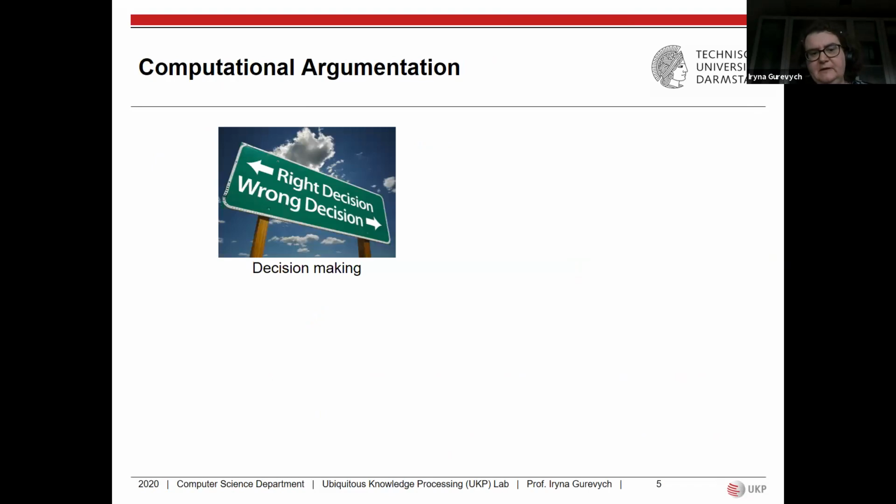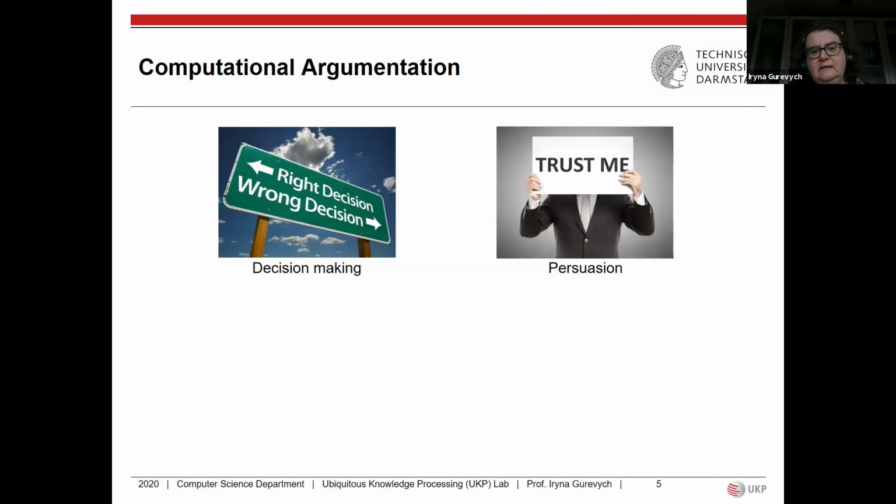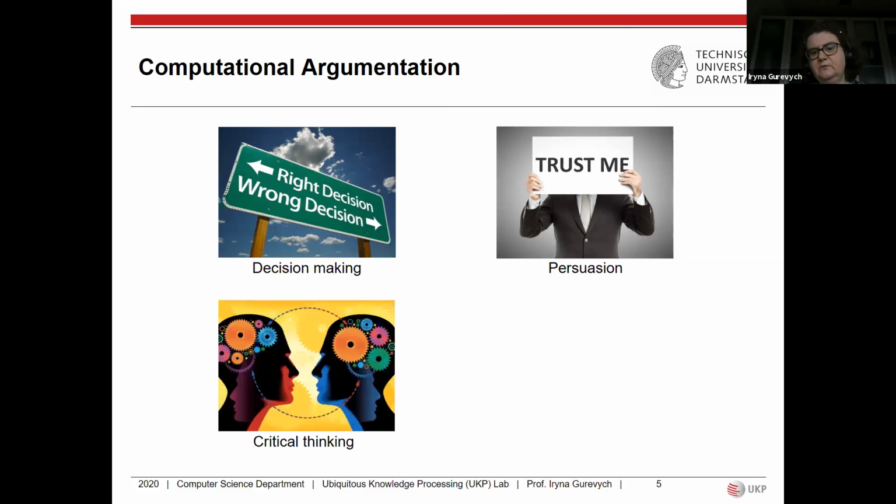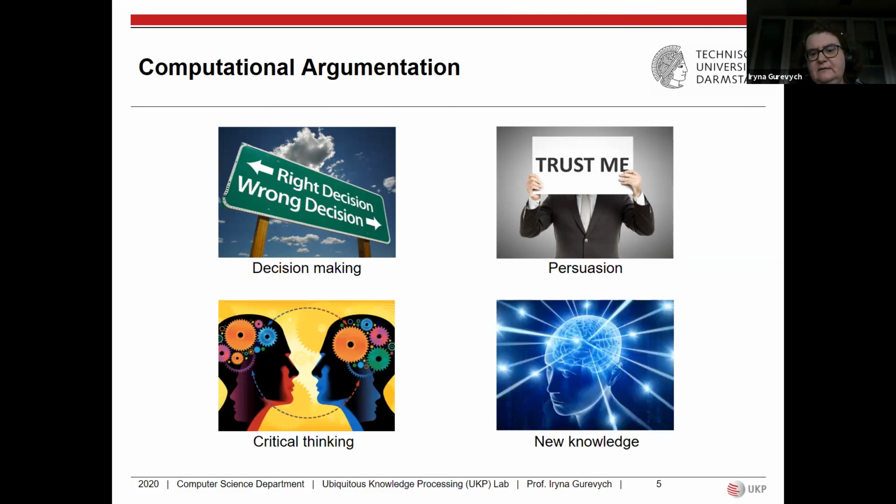Computational argumentation has a vast number of applications. It is applicable in any area of human life which is concerned with making decisions, because we need to evaluate various options in terms of their pro and con arguments. It is fundamental to persuasion. For example, the doctor might be looking for arguments to convince the patient to adopt a specific pattern of behavior. It is crucial for critical thinking, which is a foundation of any democratic society. And last but not least, I've already mentioned that argumentation is the main technique to generate new knowledge, including scientific work.